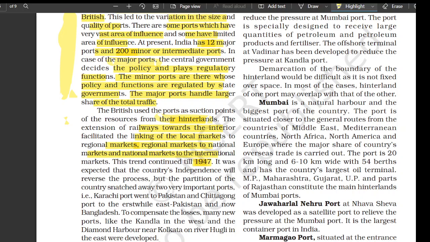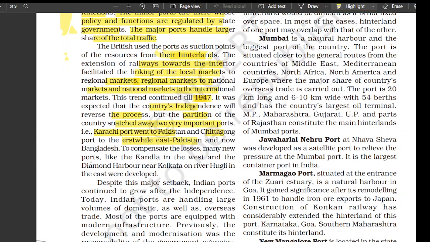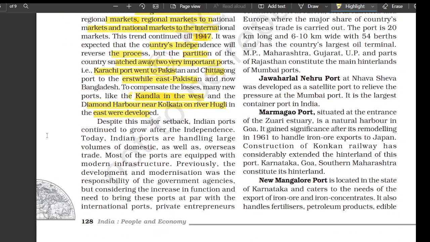It was expected that the country's independence would reverse the process, but the partition of the country snatched away two very important ports. The Karachi port went to Pakistan and Chittagong port to erstwhile East Pakistan, now Bangladesh. To compensate the losses, many new ports like the Kandla port in the west and the Diamond Harbour near Kolkata on River Hooghly in the east were developed. Despite this major setback, Indian ports continued to grow after independence.